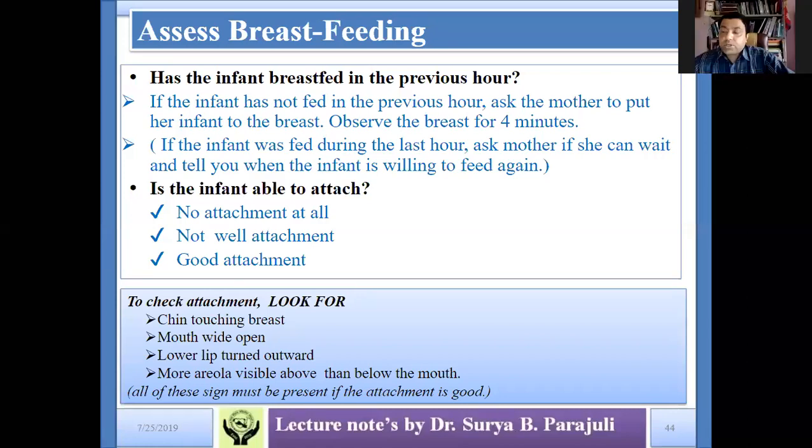You need to also assess for breastfeeding. Has the infant breastfed in the previous hour before bringing them to your chamber or hospital or emergency or OPD? If the infant has not fed in the previous hour, ask the mother to put her infant to the breast and observe the breastfeeding for 4 minutes.